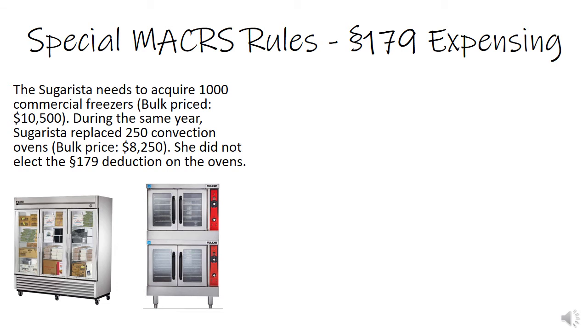Now let's see what would happen if we violate 2 of the conditions. In this example, the sugarista has already purchased 250 ovens, each carrying a cost of $8,250. The sugarista did not elect the Section 179 deduction on the ovens, and that's an important call out. The Section 179 deduction is an election. The taxpayer can use all, some, or none of the appropriate deduction amounts during the year that the asset is put into service. So let's see what that would mean for this case.